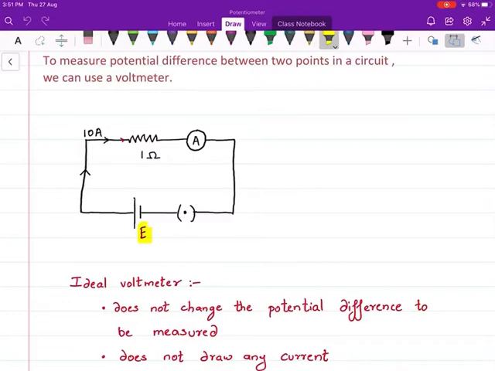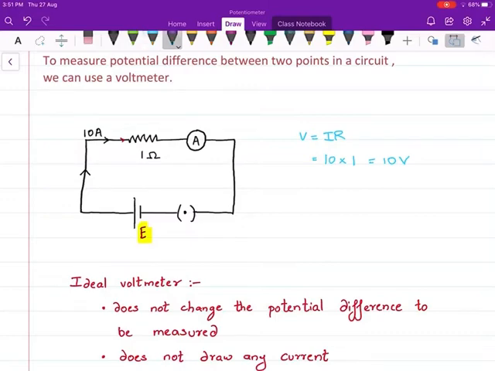Now, what is the voltage across this 1 ohm resistance? We are going to use the Ohm's law, right? So we have V is equal to IR is the Ohm's law. I is how much? I is 10 ampere and R is the resistance, and that is equal to 1. So I get the answer as 10 volts. So what does that mean? We have a voltage of 10 volts across this 1 ohm resistance. Is it not?